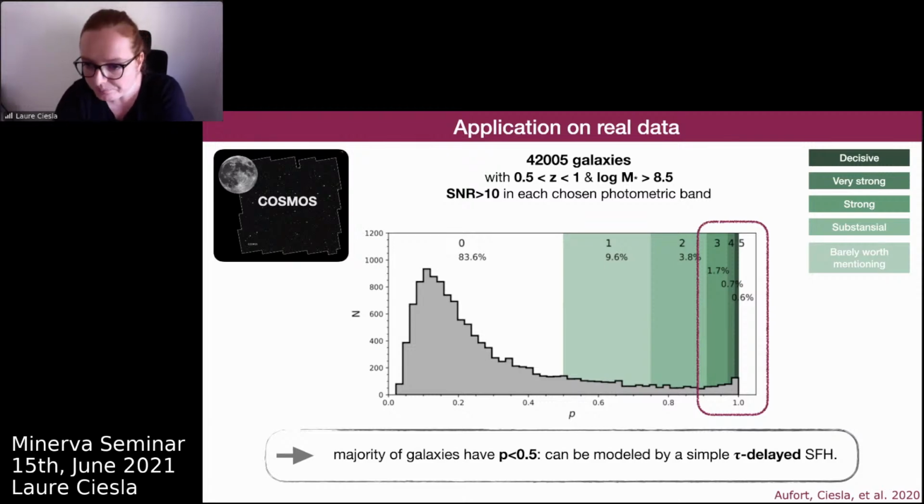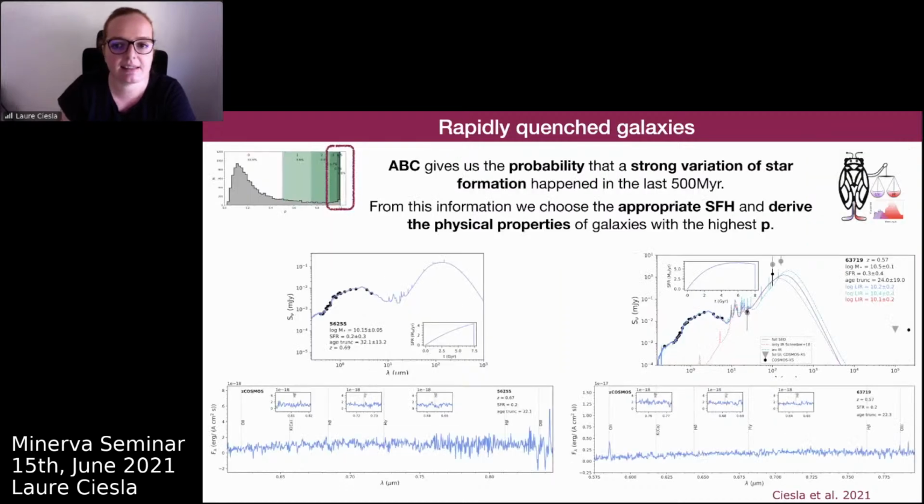But you still have galaxies with probability above 0.9. So the shades of green give you the Jeffreys scale, which is actually an interpretation of the probability. I give you the color code on the right. And you can select these galaxies on the right, which are galaxies for which there was a strong starburst or a quenching. So these are the galaxies that are the most interesting for me. So I selected these galaxies, but what the ABC method told me is that there is a high probability that a strong variation happened, but it didn't tell me if it's a starburst or a quenching.